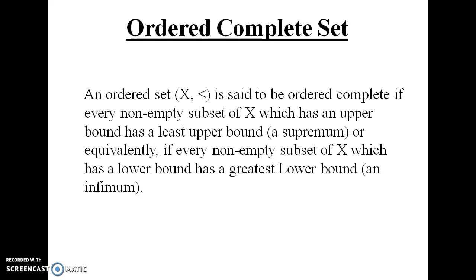Ordered complete set. An ordered set X is said to be ordered complete if every non-empty subset of X which has an upper bound has a least upper bound, or equivalently, if every non-empty subset of X which has a lower bound has a greatest lower bound.